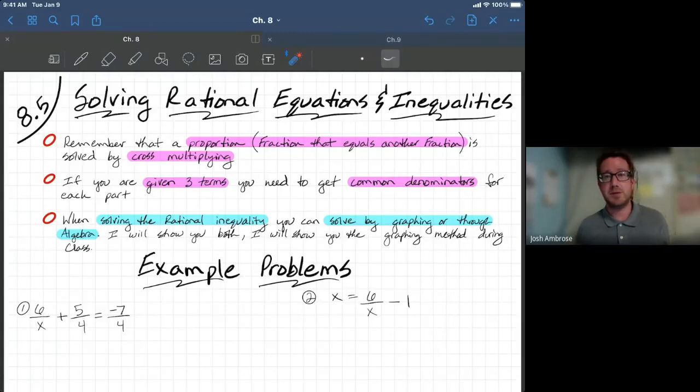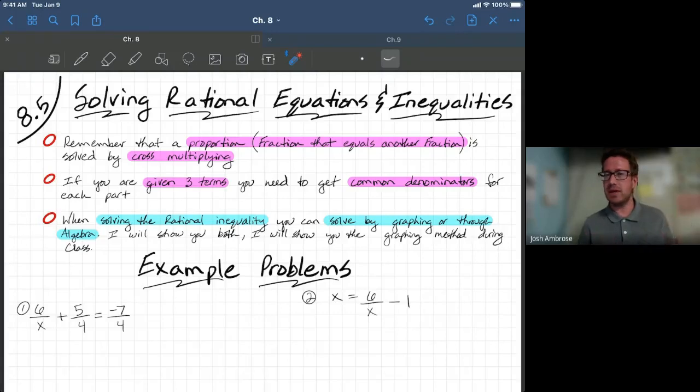All right, Algebra 2, here we go. We are basically halfway through the chapter. Okay, so Chapter 8, Section 5. This is all about solving rational equations and inequalities. So we're kind of getting back into the whole inequality situation.